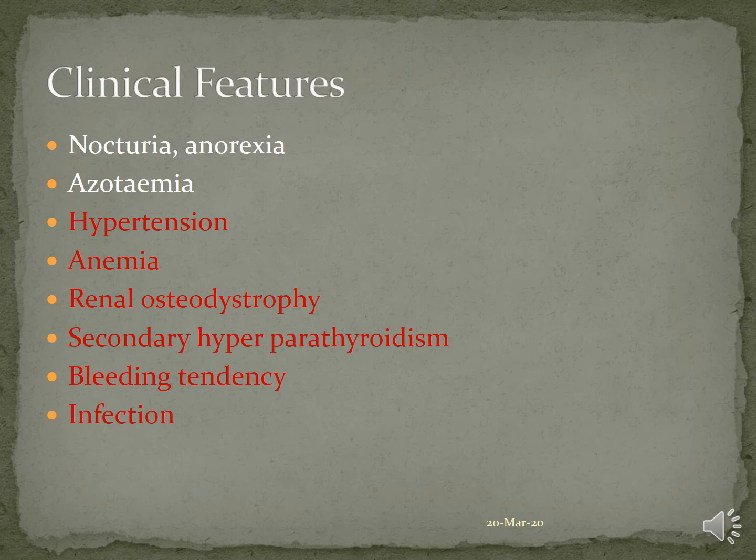What are the clinical features? We have seen already, it affects many systems. Nocturia, that is urgency to pass urine at night, anorexia, azotemia. This is hyperuremia, a rise in the blood urea level. Then it can cause hypertension also. Hypertension can lead to chronic renal failure, and chronic renal failure again predisposes the patient to hypertension. That is a vicious cycle. And then anemia because of erythropoietin deficiency, because renal function is affected.